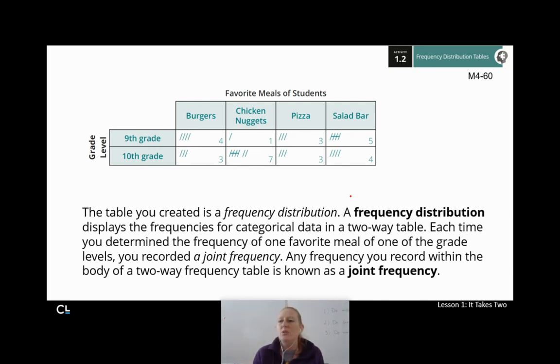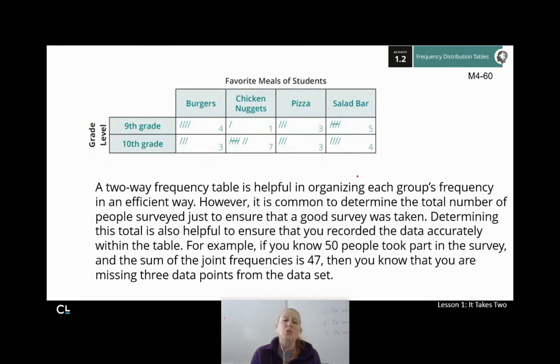So any frequency you record within the body of a two-way frequency table is a joint frequency. So this 7 is a joint frequency between chicken nuggets and 10th graders, right? This 5 is a joint between 9th graders and the salad bar. So it's a joint frequency. It joins together our two variables. So a two-way frequency table is helpful in organizing each group's frequency in an effective way, right? I can easily see how many fall into each group.